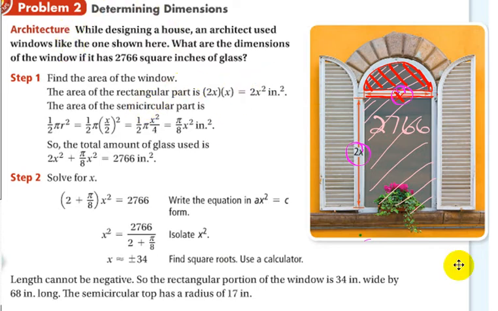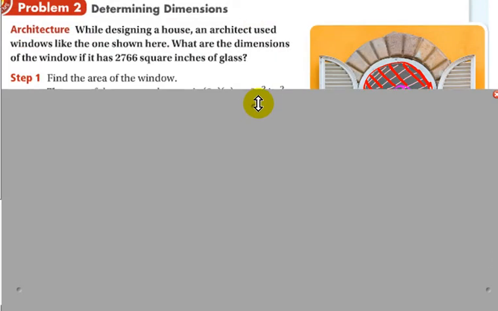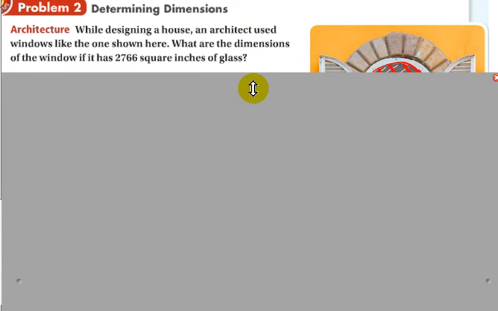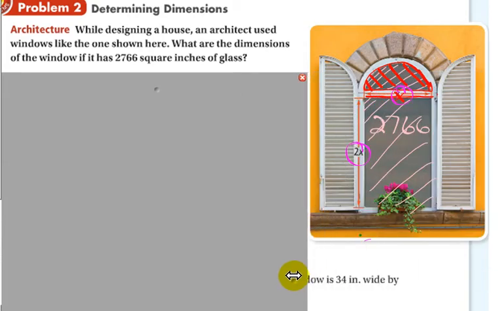In this next problem, I'm going to go over this word problem. And this is a really nice problem. In architecture, while designing a house, an architect used windows like the one shown here. What are the dimensions of the window if it has 2,766 square inches of glass? So, what are the dimensions of the window? Well, this whole thing, it means the rectangle at the bottom plus the dome on the top, all of that is 2,766.